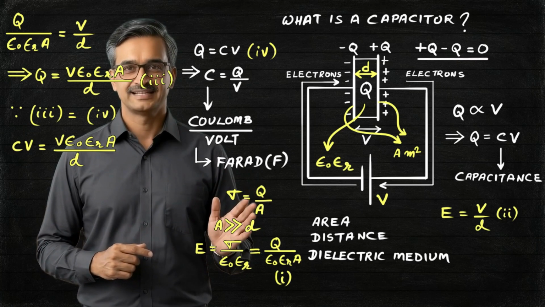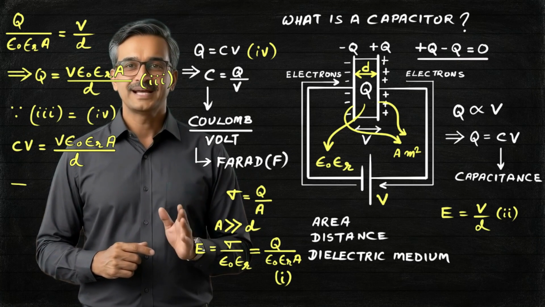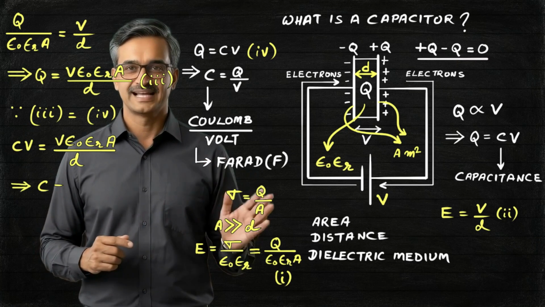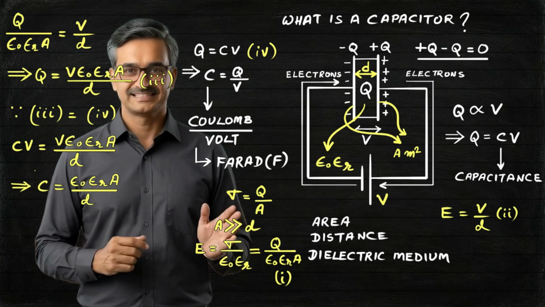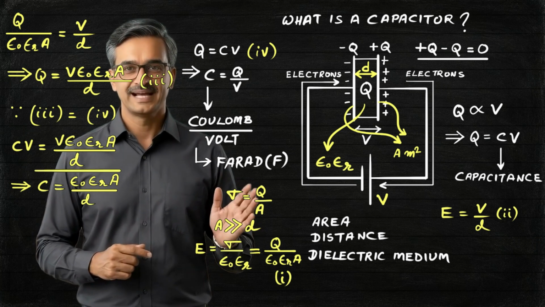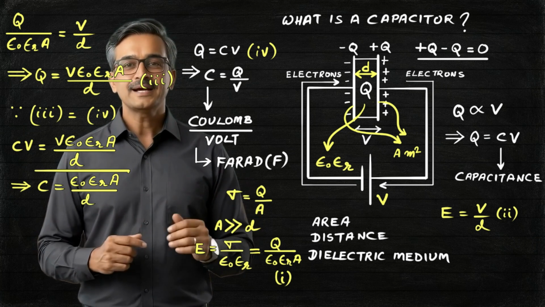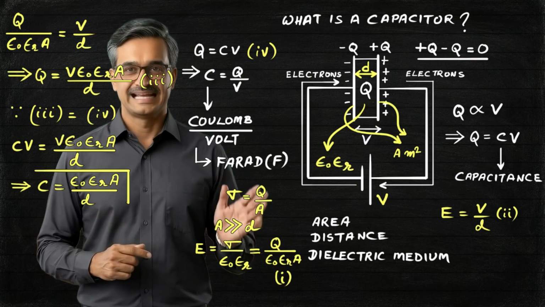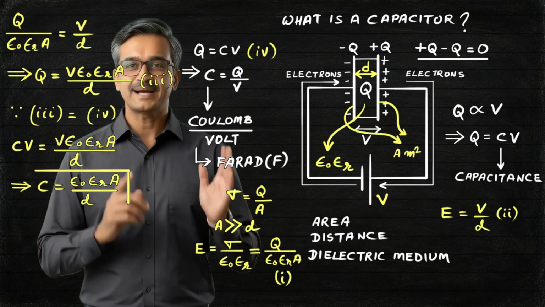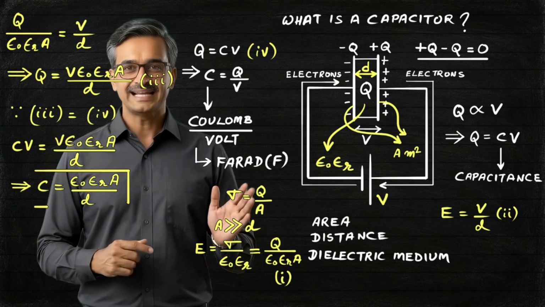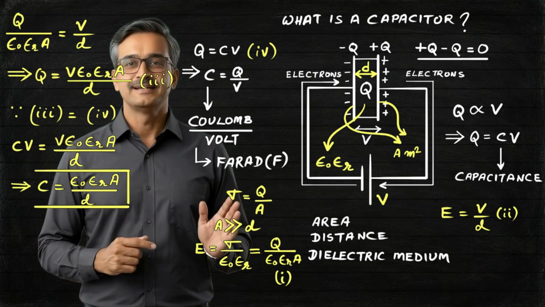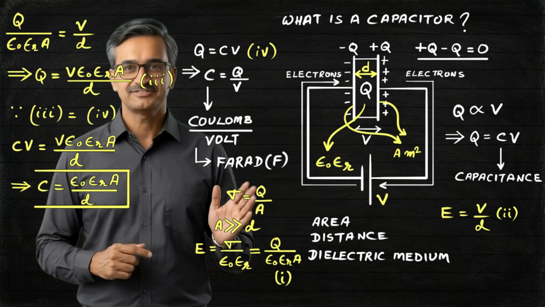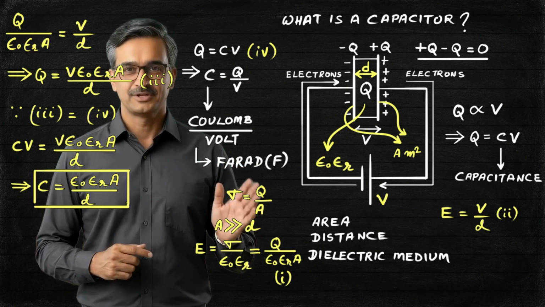What we're left with is a clean final expression for capacitance. C equals epsilon naught epsilon r A divided by d. This is the fundamental formula for the capacitance of a parallel plate capacitor. And it beautifully confirms exactly what we said earlier. Capacitance increases with larger plate area A, decreases as the plate separation d increases, and increases with a higher permittivity dielectric material placed between the plates.